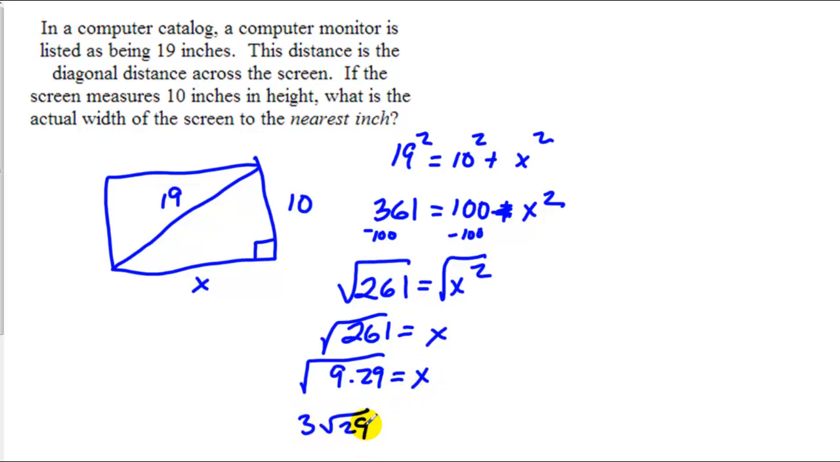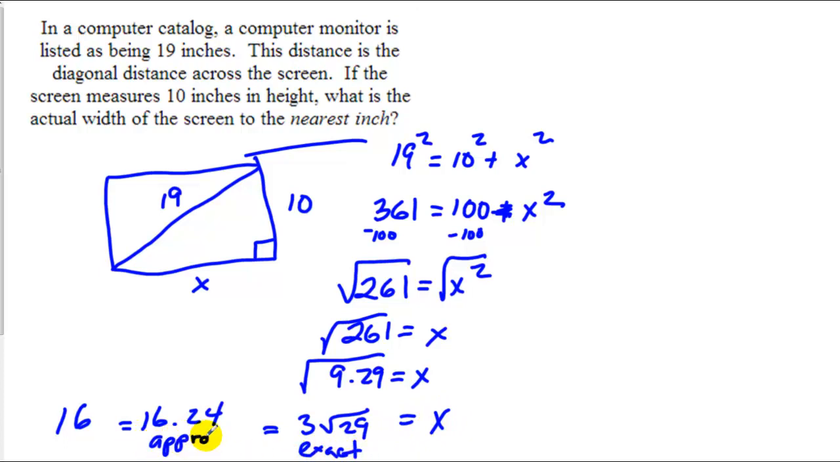If I wanted to just take 261 and find the square root of that, that would equal 16.24, and they wanted us to round to the nearest inch, which is 16. Again, this is exact, this is approximate, and this is rounded.